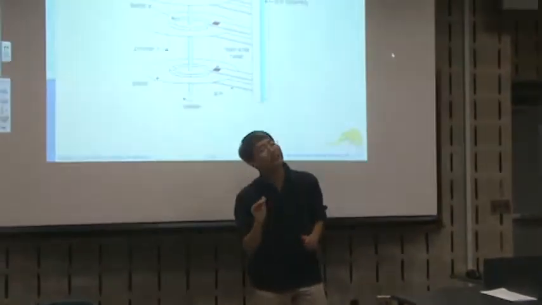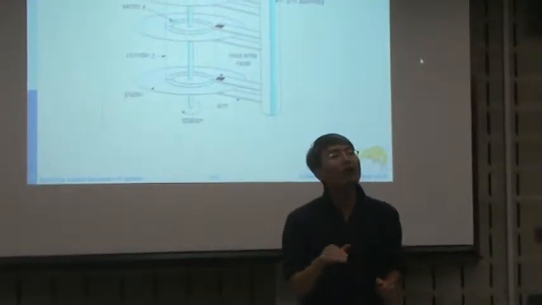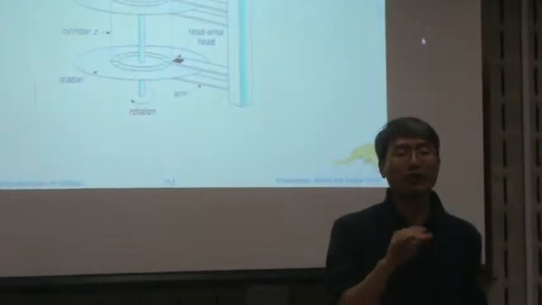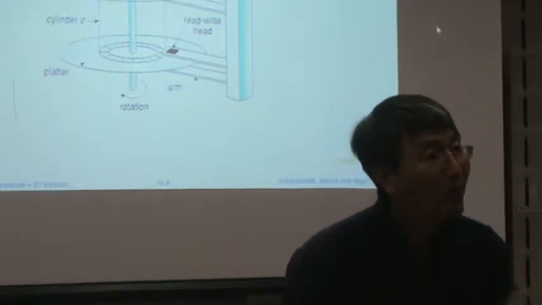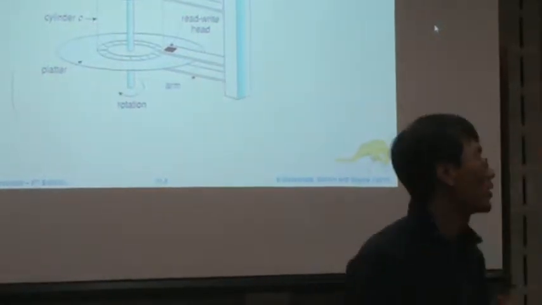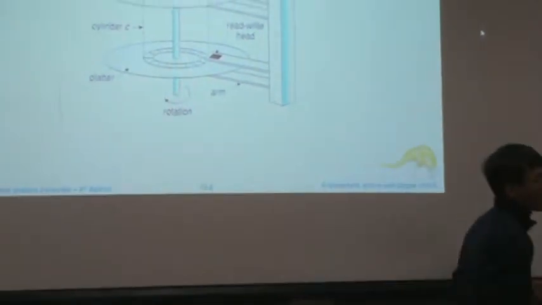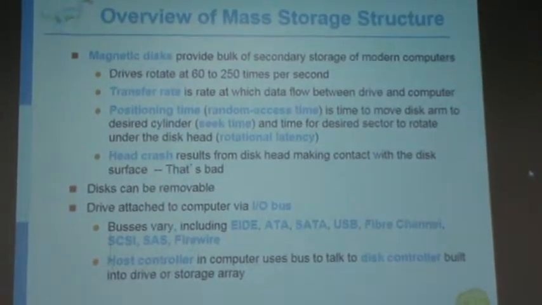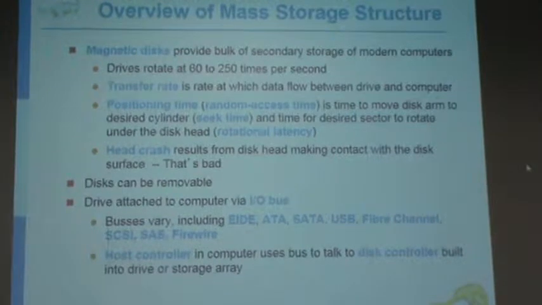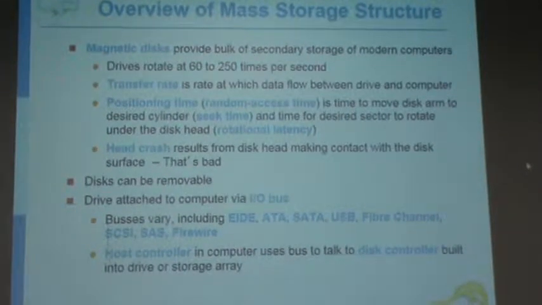But it takes time. That is called the latency. So the less latency, the better the performance. That's a critical measurement of the performance of the hard disk drive. So that is the magnetic disk.